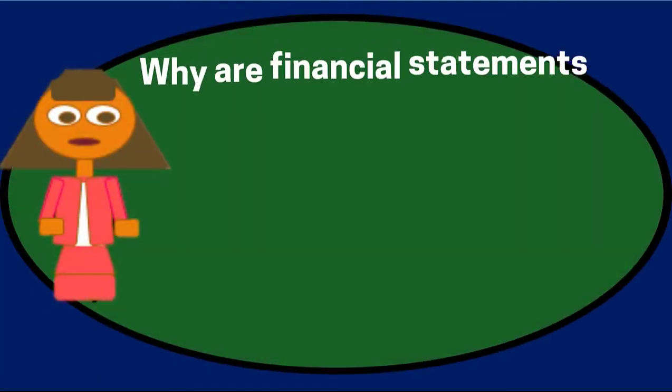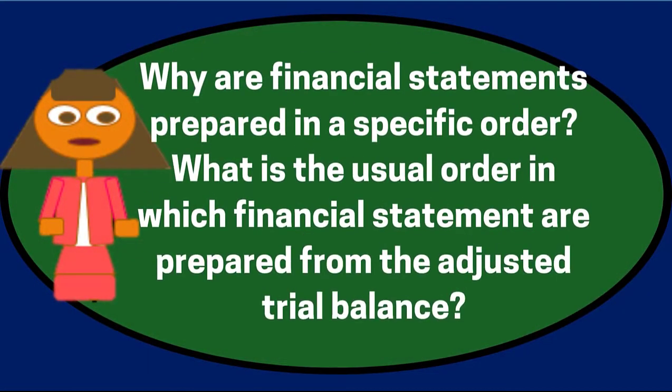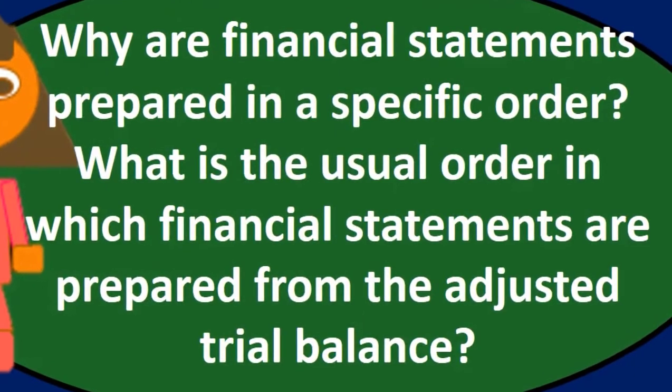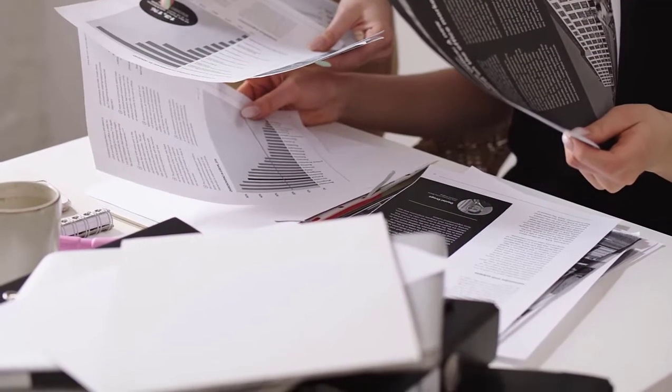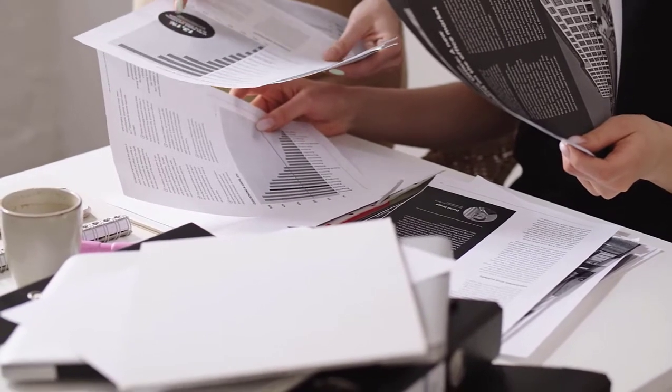Hello, in this discussion, we will discuss the discussion question of why are financial statements prepared in a specific order? What is the usual order in which financial statements are prepared from the adjusted trial balance? So this is going to be getting into when we actually generate or put together those financial statements. How do we do that? What order will we do that in?